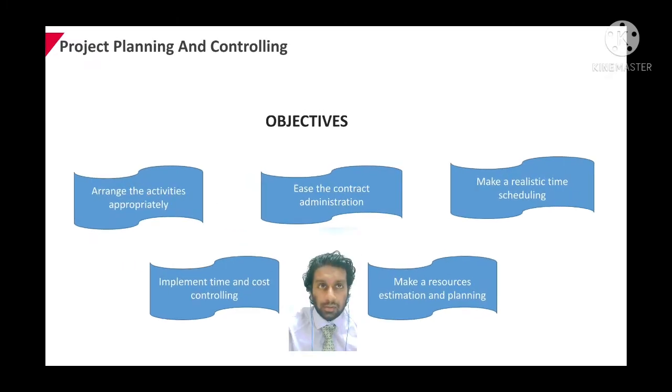Then we have talk about project planning and controlling. Now in project planning and controlling, the main objectives are: first, arrange the activities appropriately. Second, contract administration. And then we have make a realistic time scheduling, implement time and cost controlling, and make a resource estimation and planning.